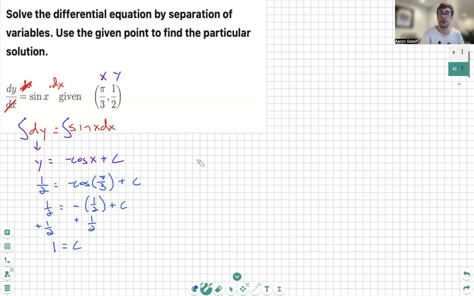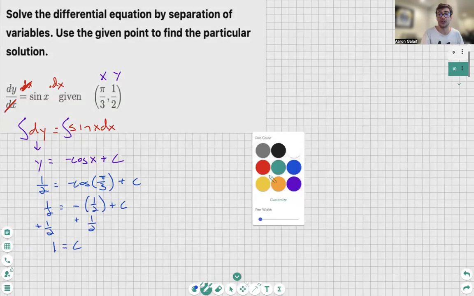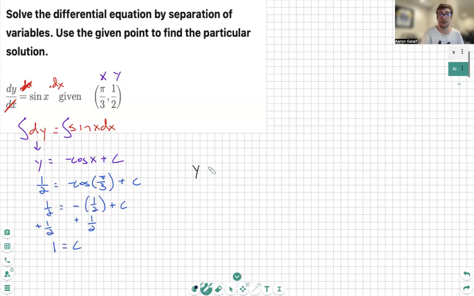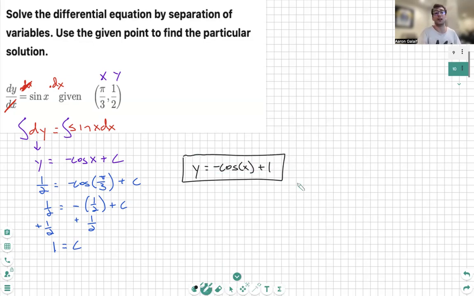The next thing we have to do is just rewrite the final equation. y equals negative cosine of x plus 1 instead of c. And that's it. We have now solved this equation using separable equations and used the point to find the particular solution. I will make another video for a more complicated one that involves logarithms and exponentials.